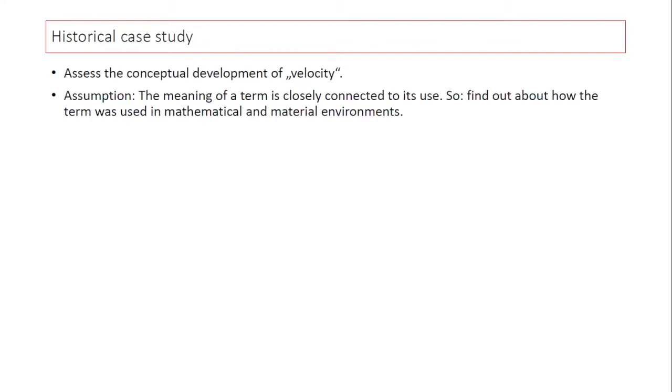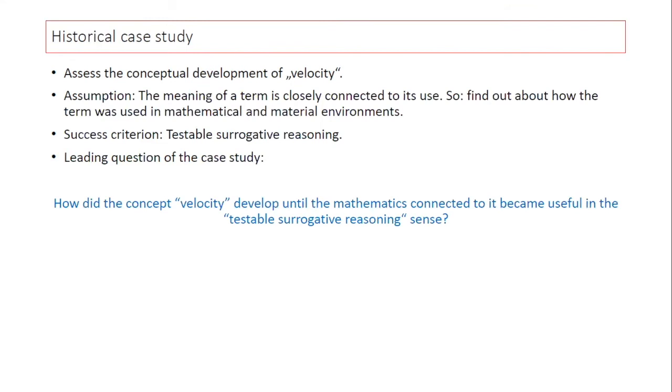And in this case, I decided to just take this surrogative reasoning, which I introduced at the very beginning with the rocket case. So I wanted to find cases in which a mathematical account that makes use of mathematized velocity was used as a surrogate for a material system, and that made testable, correct claims about that system. And with that, the leading question of the case study becomes, how did the concept velocity develop until the mathematics connected to it became useful in the testable surrogative reasoning sense?